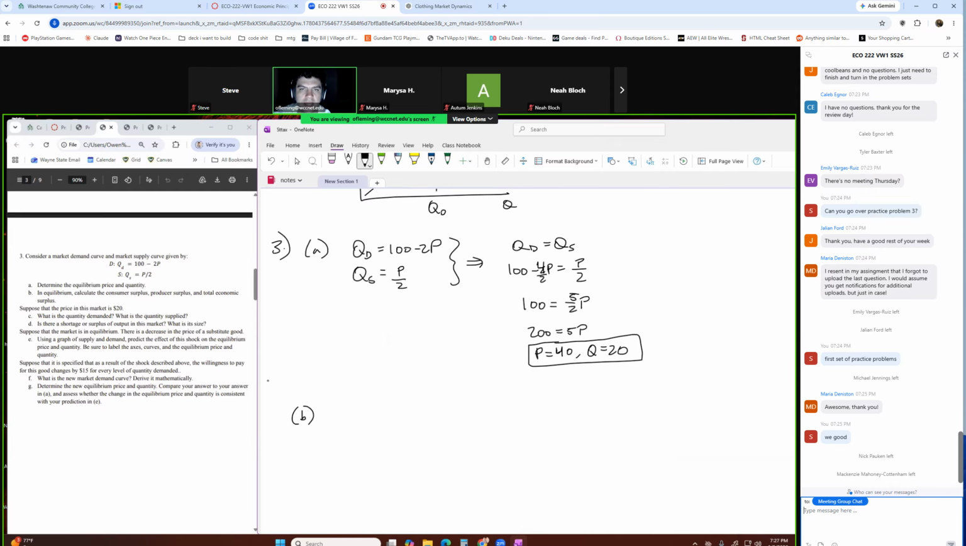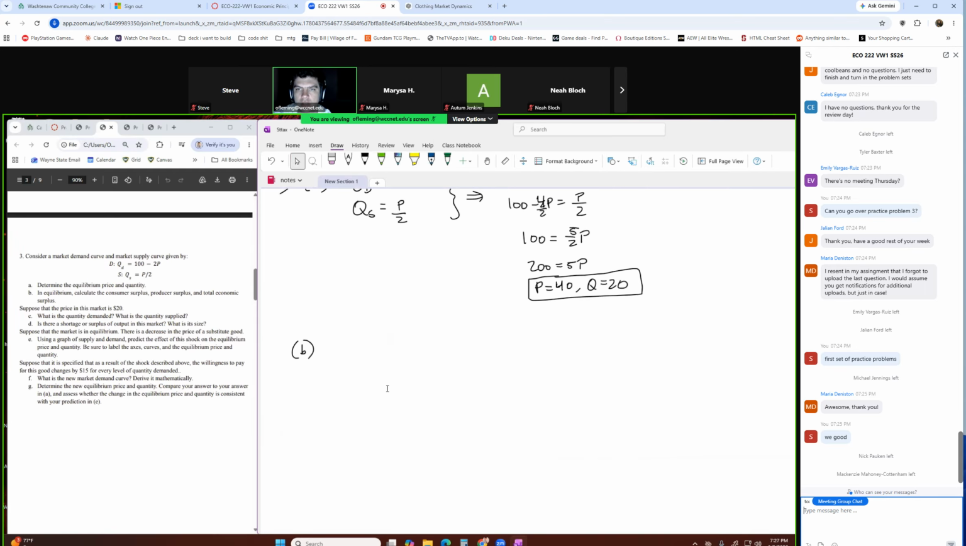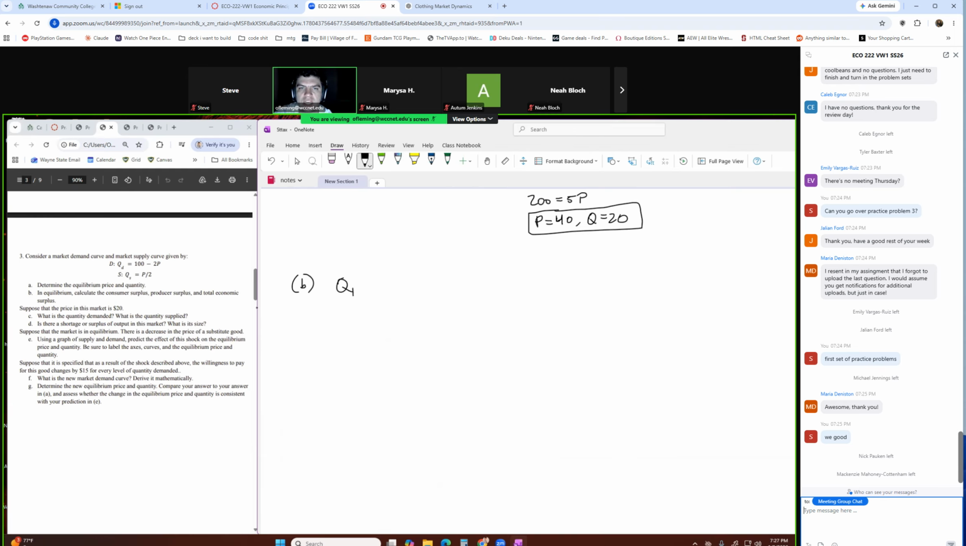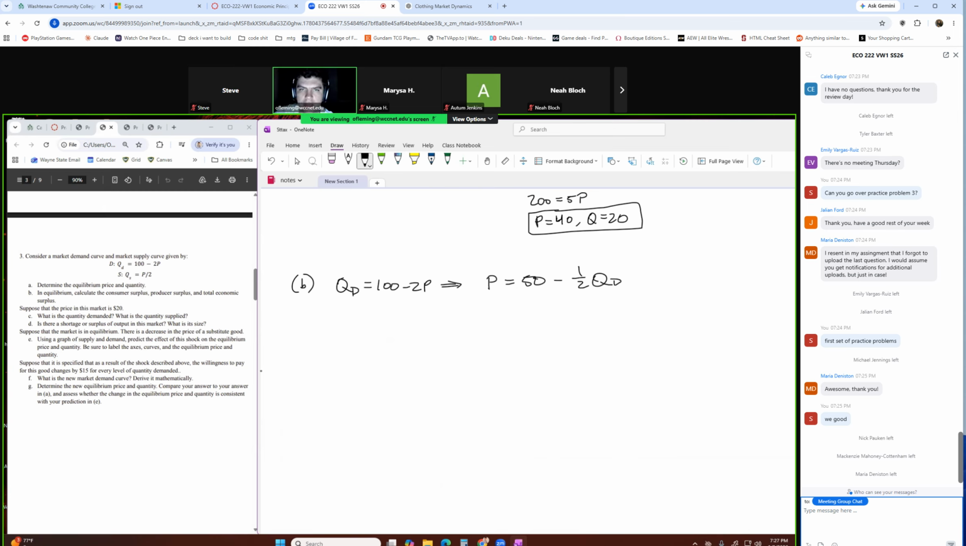Now, this is where things get a little bit tricky because you need to draw both of these curves. Okay, so let me scroll down. If I have QD equals 100 minus 2P, if I write that in terms of price, I get that P equals 50 minus 1/2 QD. I'm going to add 2P, subtract the Q, divide by 2. Okay, so that's going to be demand. And then supply: if I have QS equals P over 2, then that tells me that P equals 2QS. That is supply.